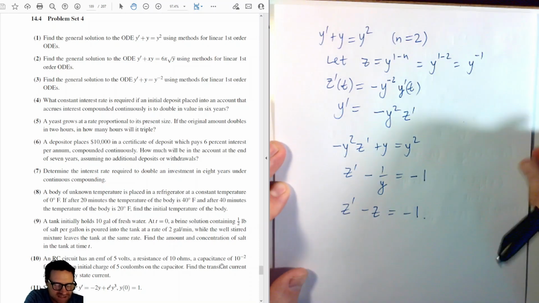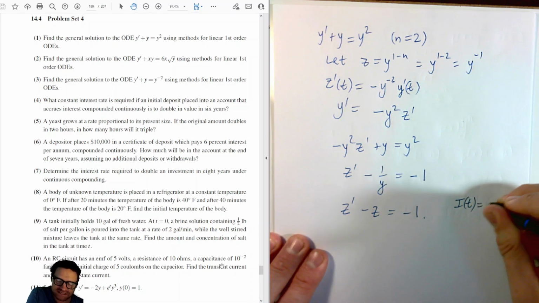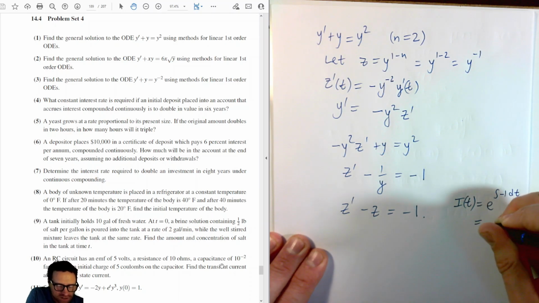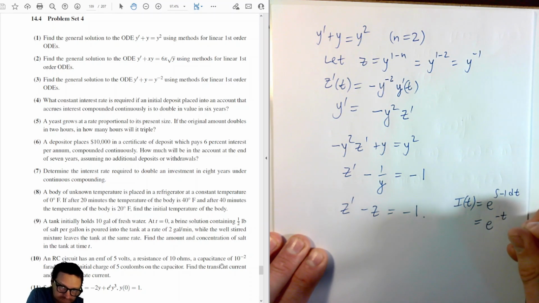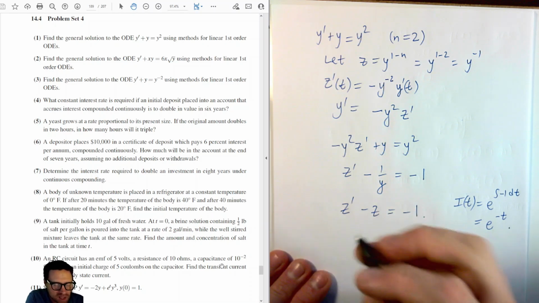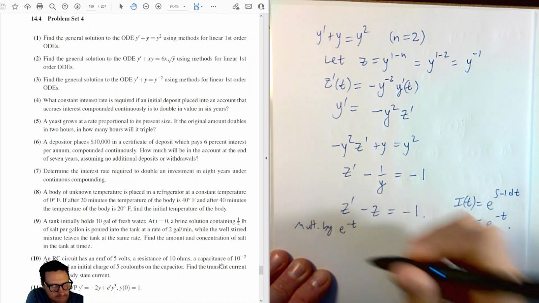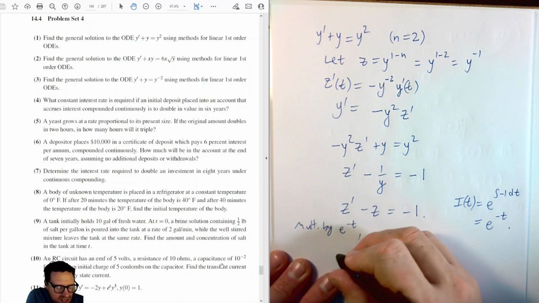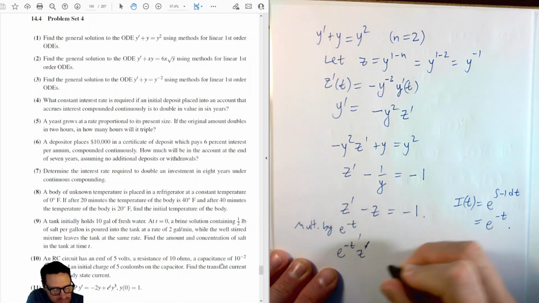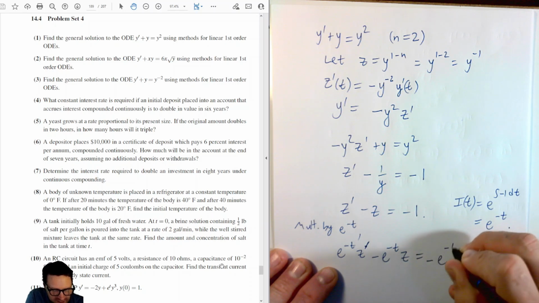Okay, and so what we need to do next is find an integrating factor. So I of t, our integrating factor, is e to the integral of minus 1 with respect to t, which is e to the power of minus t. And this is what we multiply throughout by. So multiplying by our integrating factor, we have e to the minus t z dash minus e to the minus t times z is equal to minus e to the minus t.